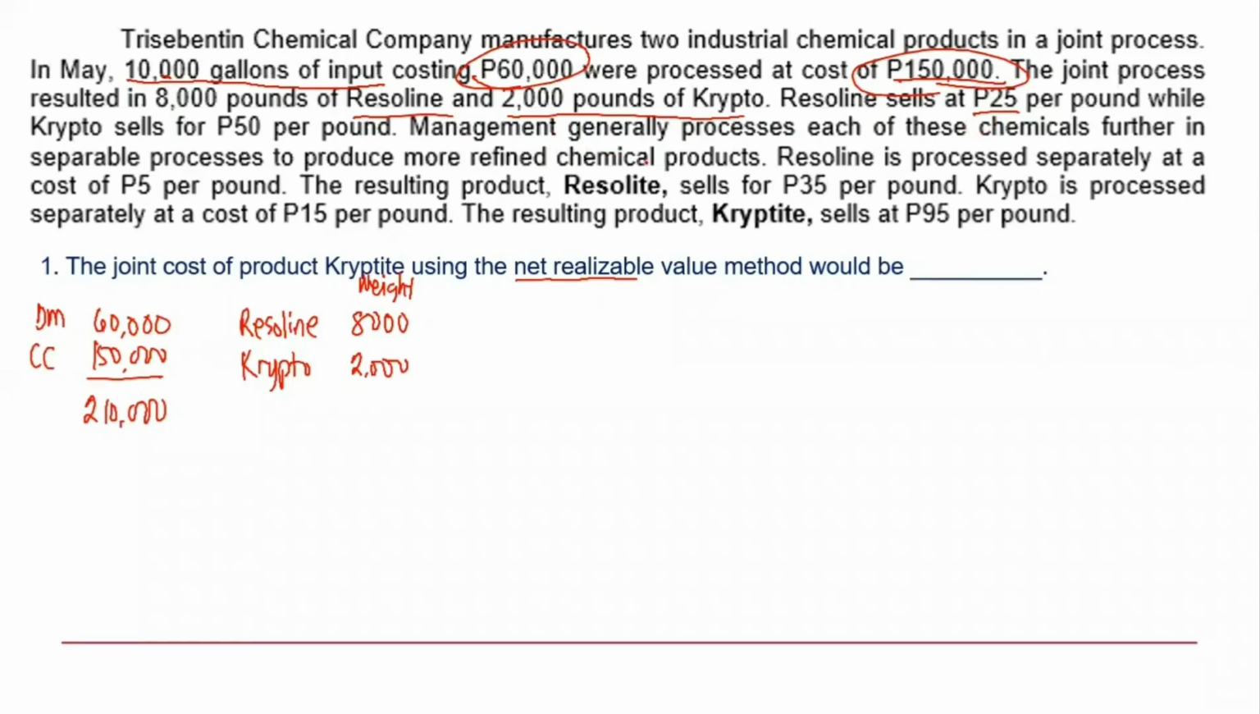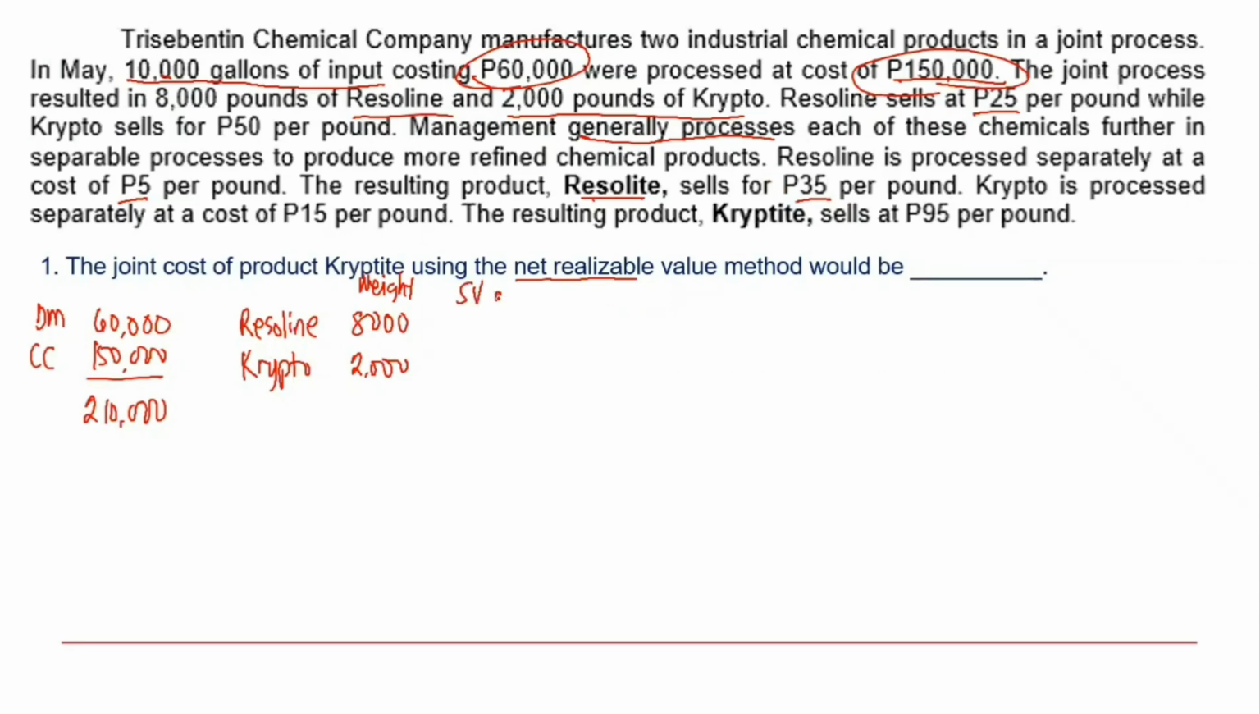So management generally processes each of these chemicals further in separable processes to produce more refined chemicals. So yung Resolene, pag pre-process further, at cost of 5 pesos, that would result to Resolite na ibebenta ng 35. So naiba lang yung pangalan. So ulitin lang natin, lagay lang natin yung mga data natin.